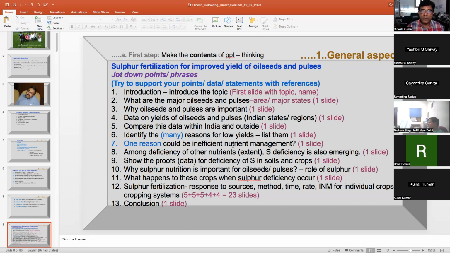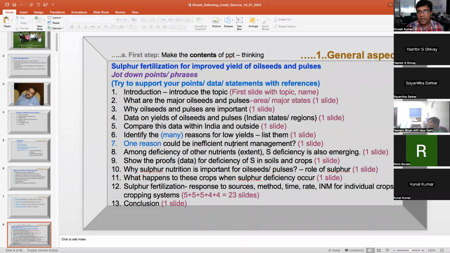Then data on yields of oil seeds and pulses, you can show for regions also. There may be skewed productivity. In one region, you can have more productivity. In another region, you can have less productivity. So this will help us understand the higher productivity states, what they are doing, what technology they are following. That way we can do some analysis.